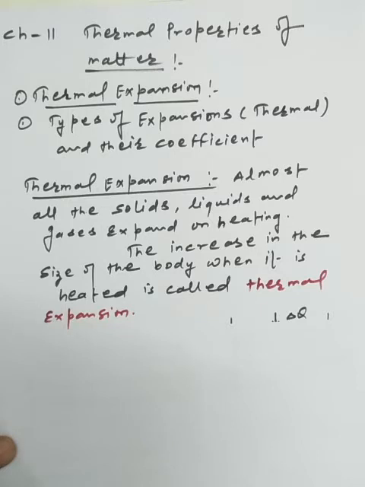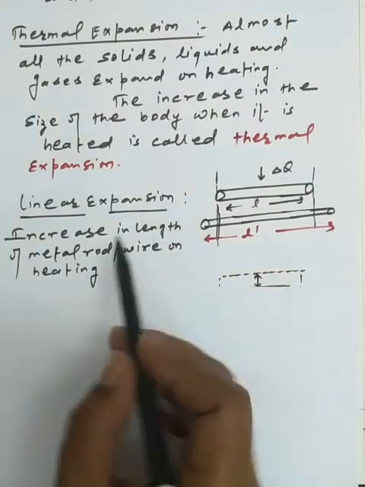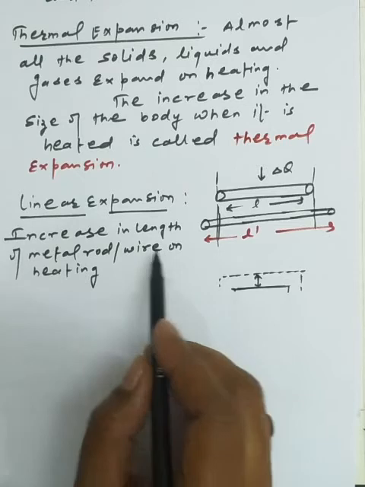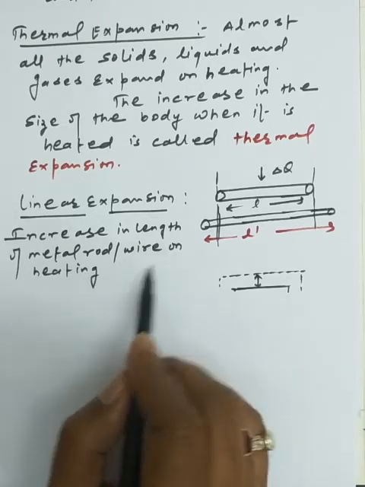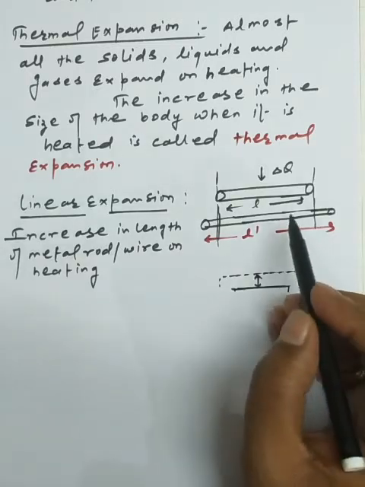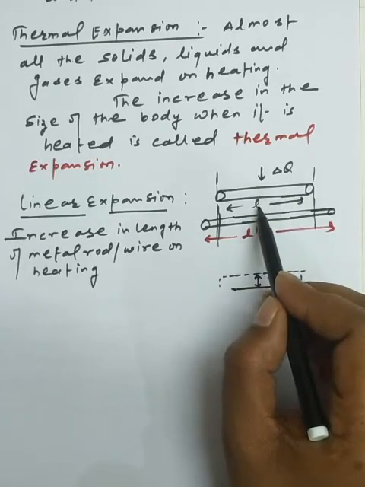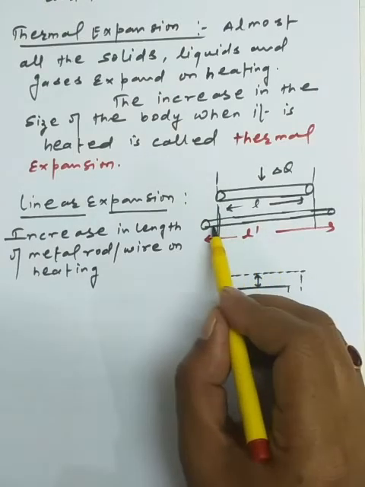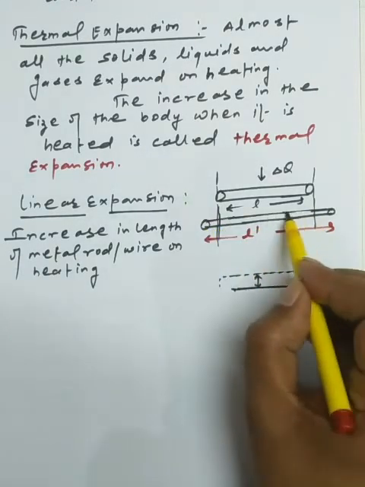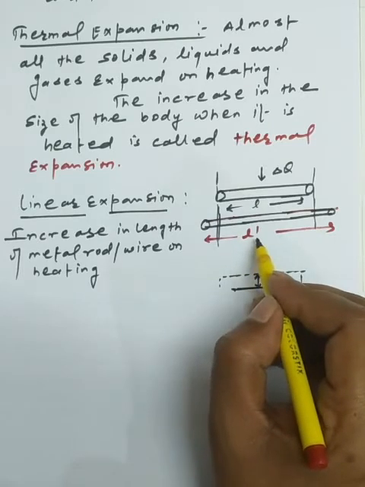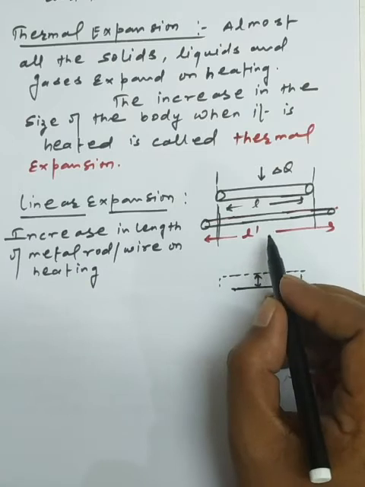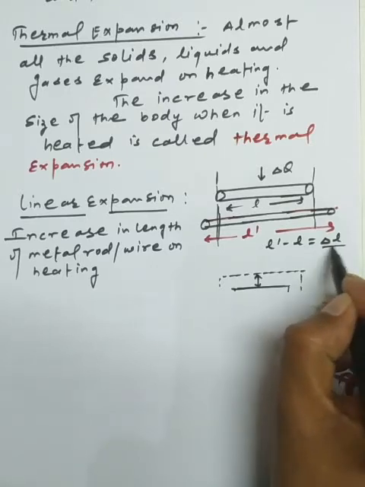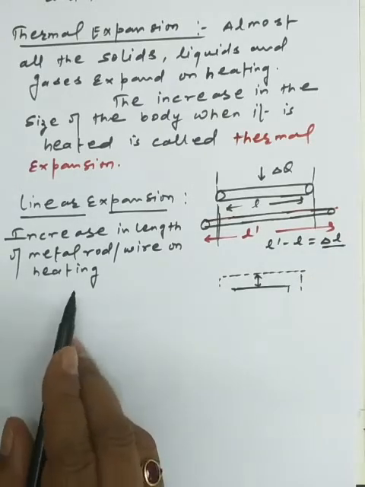First is the linear expansion. Increase in the length of a metal rod or wire on heating is called linear expansion. On the given temperature, the length of the rod is L. As we give heat to this rod, there is definitely an expansion of the rod on either side. The new length of the rod is L dash. To find the change in length, L dash minus L makes the change in length. So this is simply the linear expansion.